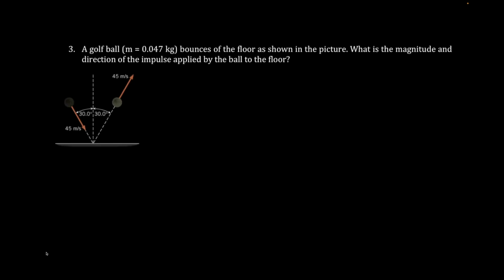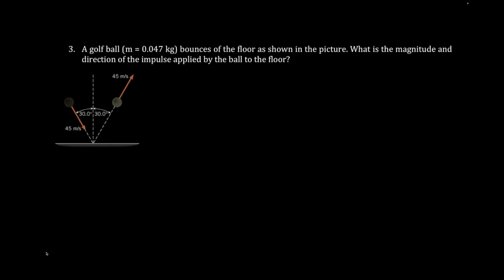Here we have an example of a 2D impulse/momentum. In the picture, you see a golf ball bouncing off of a wall. It comes into the wall at an angle of 30 degrees and a speed of 45 meters per second. It bounces off at the same speed, 45 meters per second, but in a different direction.